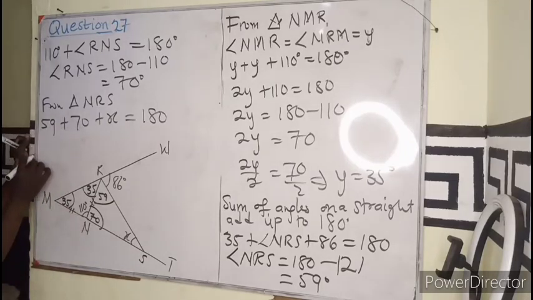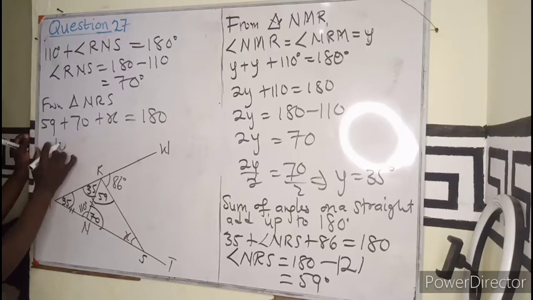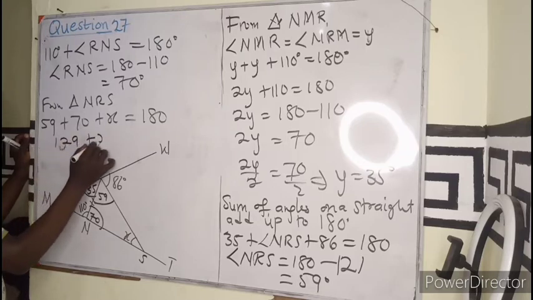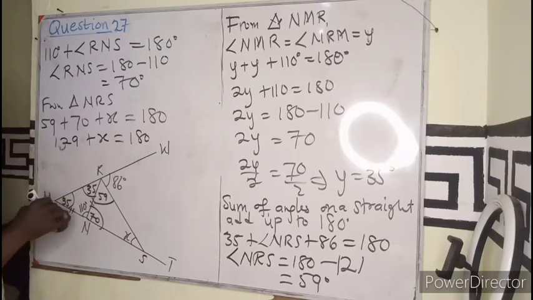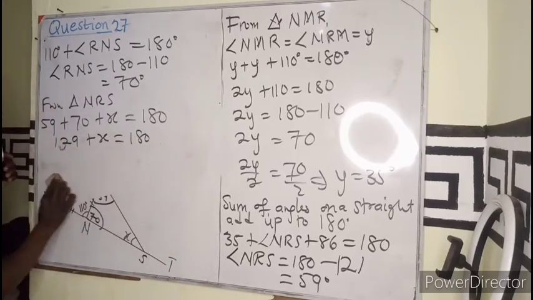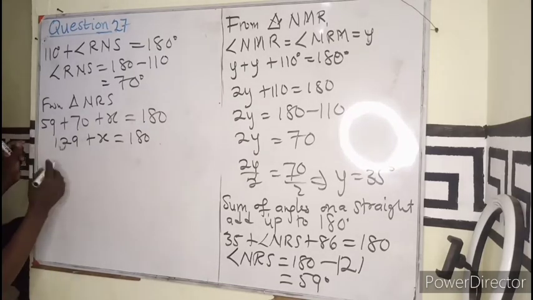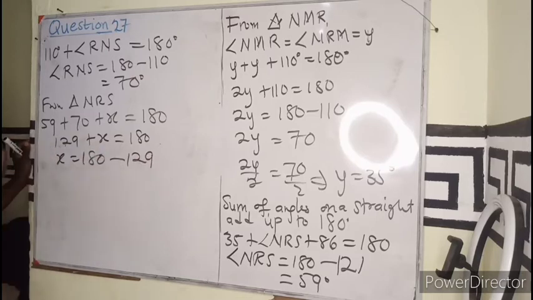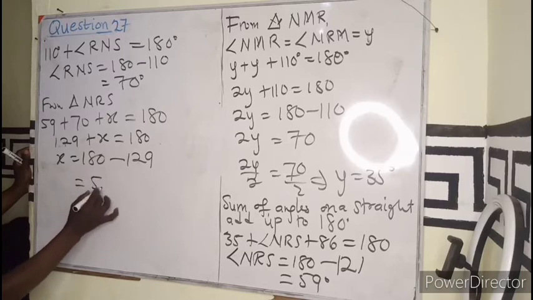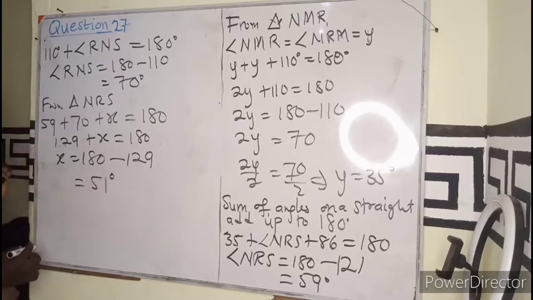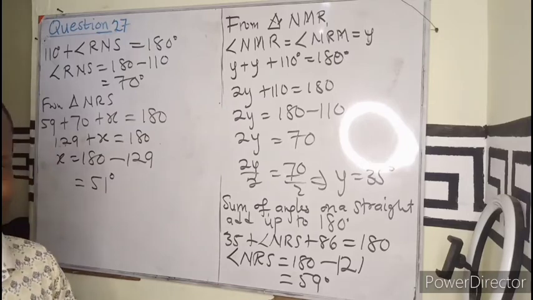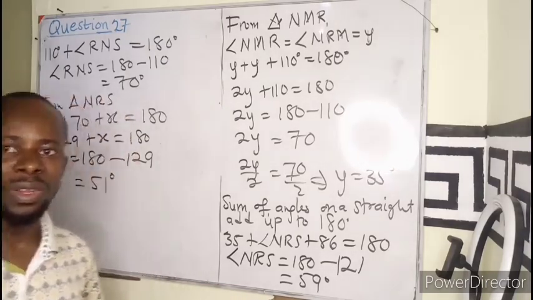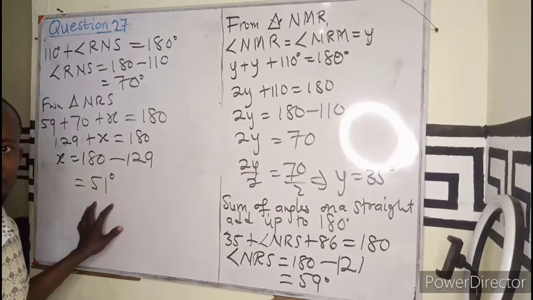So this will be added to give me 129 plus x equals 180. What do we do? We are looking for the x, so x equals 180 minus 129, and that will give us 51 degrees. So the value of x in that diagram is just 51 degrees. I believe that is clear.